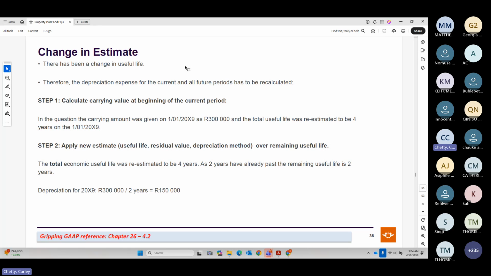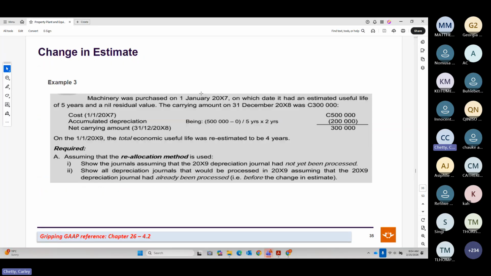So in the question, the carrying value was given to us on 1 Jan 20x9 as 300,000, and the total useful life was re-estimated to be 4 years on that date. Okay, so the first step, calculate the carrying value. It is actually given to us as 300,000 Rand in the question. Okay, so here, this is the 300,000 Rand carrying amount. This is the date that the total economic useful life was re-estimated.